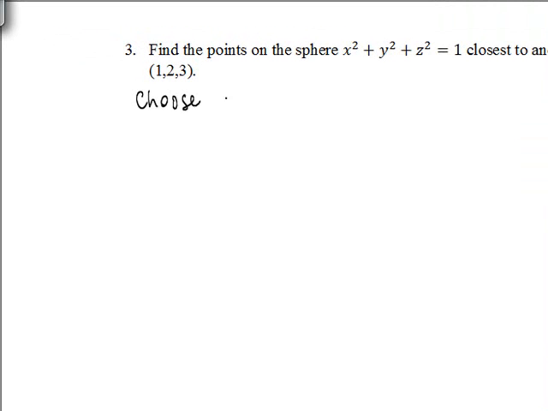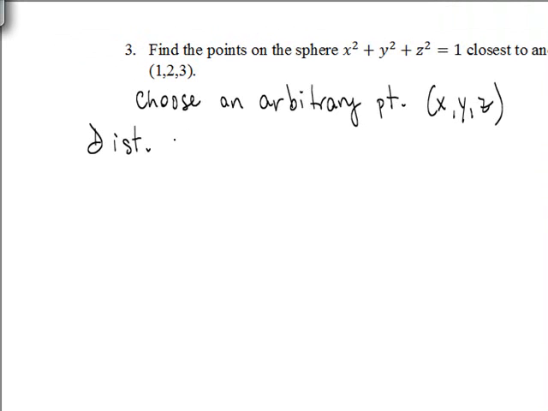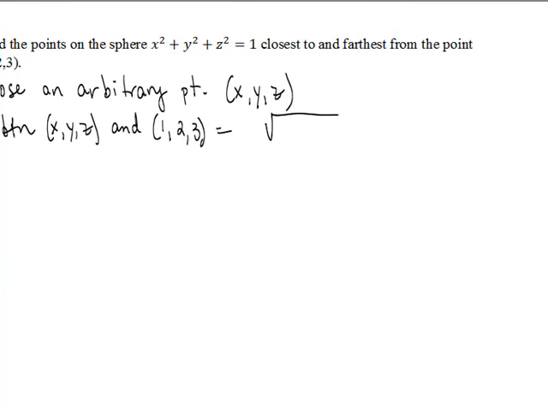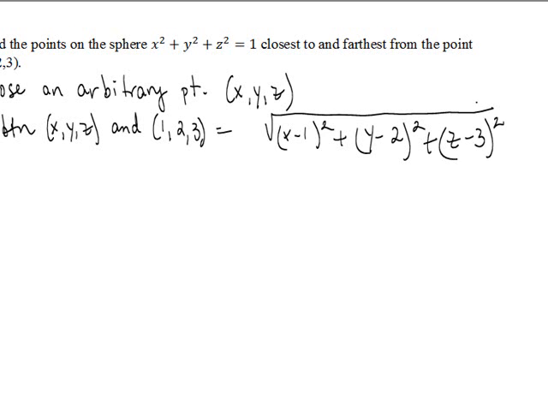Choose an arbitrary point x, y, z. Distance between x, y, z and 1, 2, 3 equals the square root of x minus 1 squared plus y minus 2 squared plus z minus 3 squared.